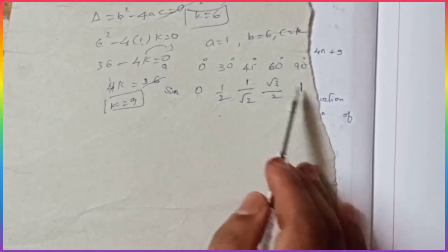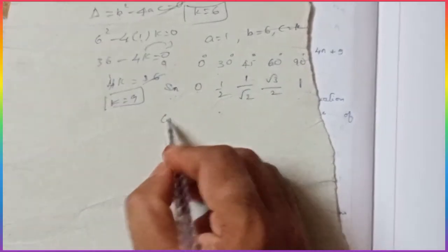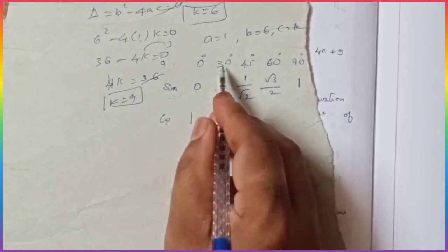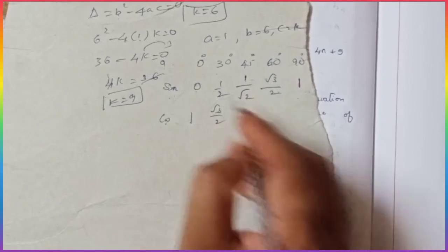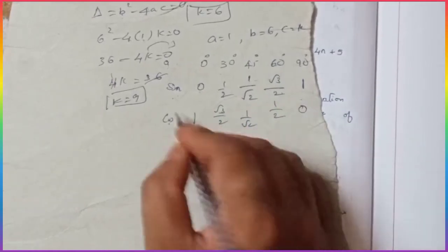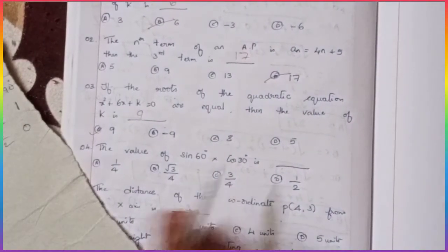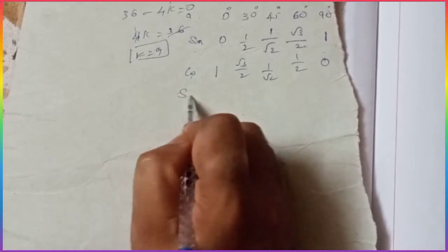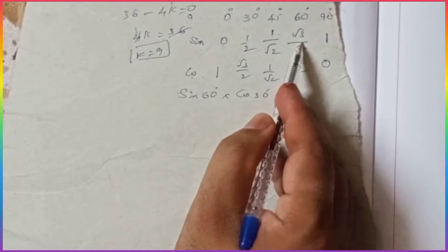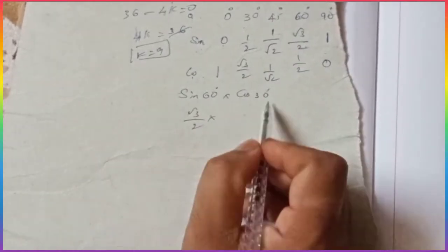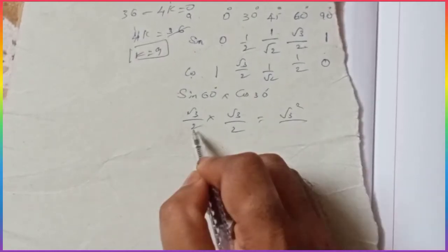The reverse of the standard angles of the sine function will be the cos one. Cos 0 is 1, cos 30 is root 3 by 2, cos 45 is 1 by root 2, cos 60 is 1 by 2, cos 90 is 0. So sine and cos are reversed to one another, and in the question they are asking us to find the value of sine 60 degree into cos 30 degree. I will write down here sine 60 into cos 30. Sine 60 is root 3 by 2, into cos 30, which is also root 3 by 2. We multiply root 3 into root 3, which is root 3 square, by 2 into 2, 4.